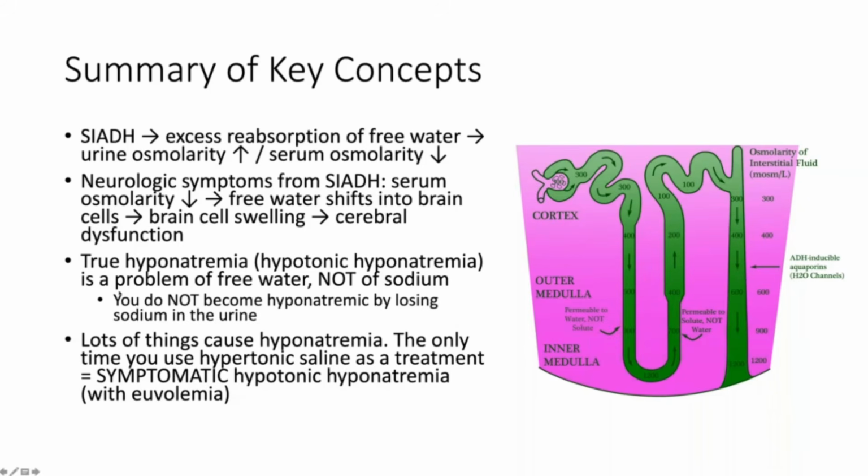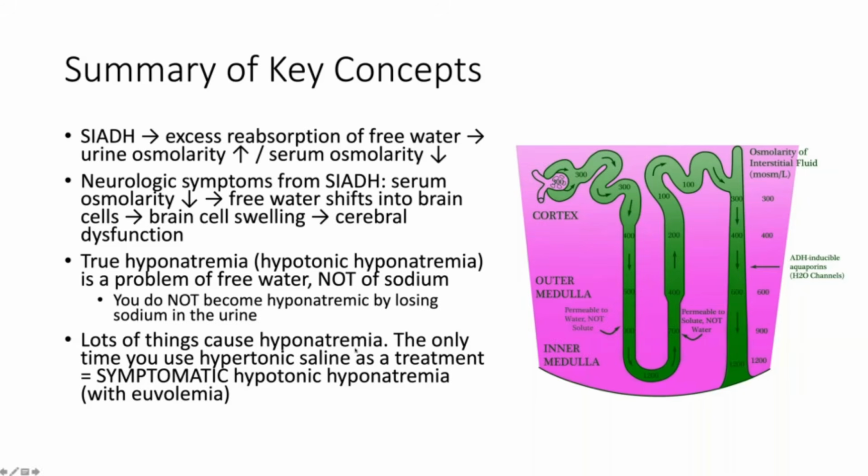Remember, true hyponatremia, hypotonic hyponatremia, not the mimics like hypertonic hyponatremia. It's a problem of having too much free water. It is not a problem with sodium. Remember that. It's such a common mistake. It is because you have too much free water. So you do not become hyponatremic by losing sodium in the urine. That is in and of itself insufficient, right? You have to have too much free water.